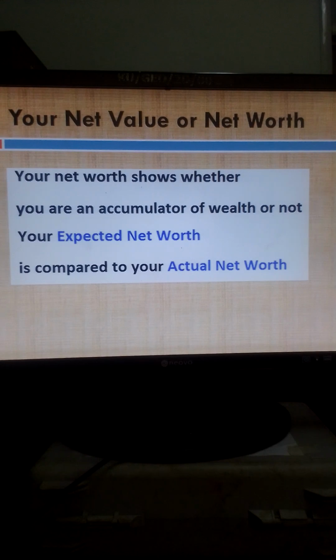Let's go to the next parameter, that is your net value or your net worth. Your net worth shows whether you are an accumulator of wealth or not. Now, your expected net worth in this case is compared to your actual net worth. So let's find out how we can get the expected net worth and actual net worth.